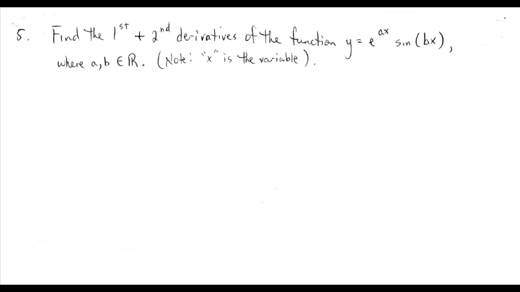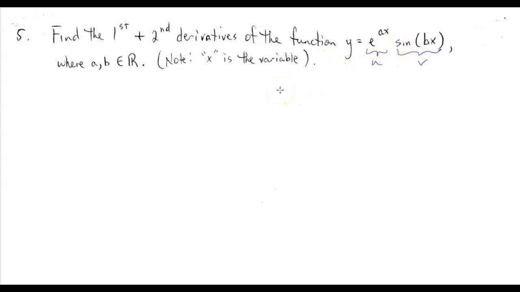So for our next example, we are asked to find both the first and second derivatives of this function y equal to e raised to the ax times sine of bx, where we know that a and b are real number constant values and x will be our variable. So notice here that we have a function that is composed of two functions, e raised to the ax and sine of bx. So we can think of this as the u, and we can think of this as the v, where we can use the product rule.